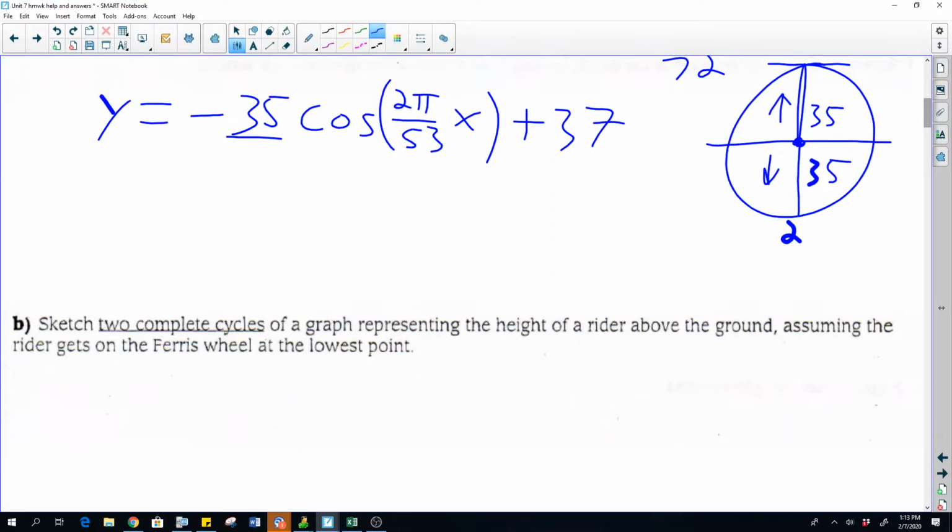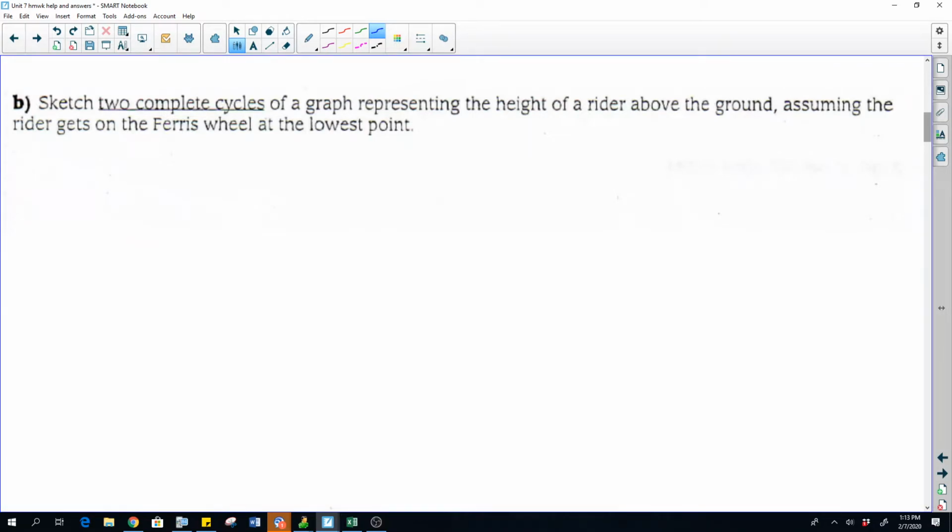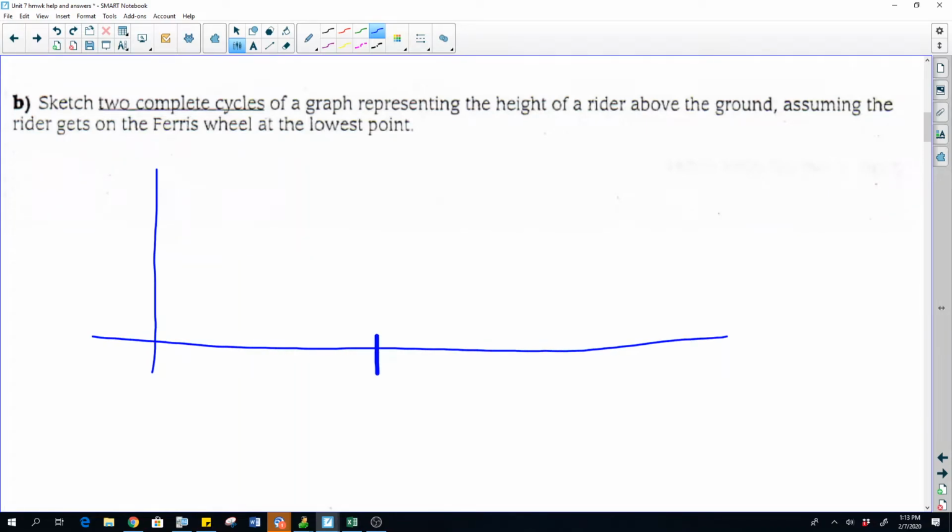Sketch 2 complete cycles of the graph. Ooh. So 53 seconds and 53 seconds. You guys can think about it, see if you can help me. So how far is 53 seconds twice? 53 plus 53. Is that 106 seconds? Yes. Okay, so remember the highest it went was 72, because 35 and 35 is 70, plus 2 meters above the ground is that Ferris wheel. And then 2 meters there.